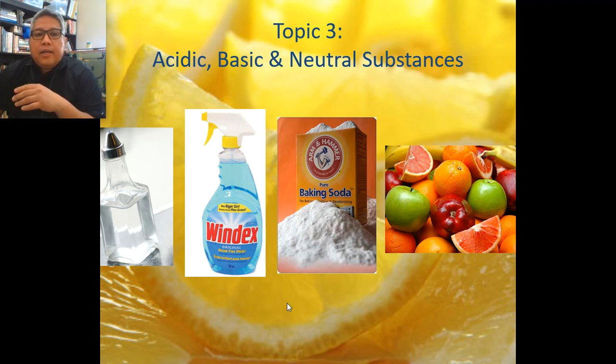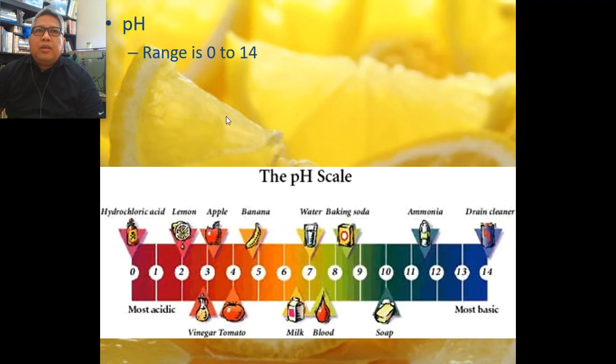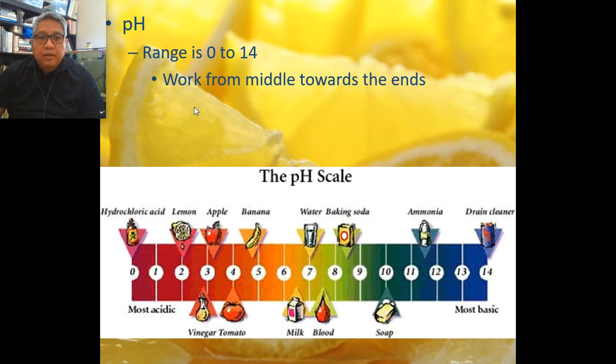So when we talk about acids, the common thing that goes with it would be the term pH. Okay. So pH, we can think of pH as a range. It ranges from 0 to 14. But what makes pH special, as you can see here, is you work from the middle towards the end.